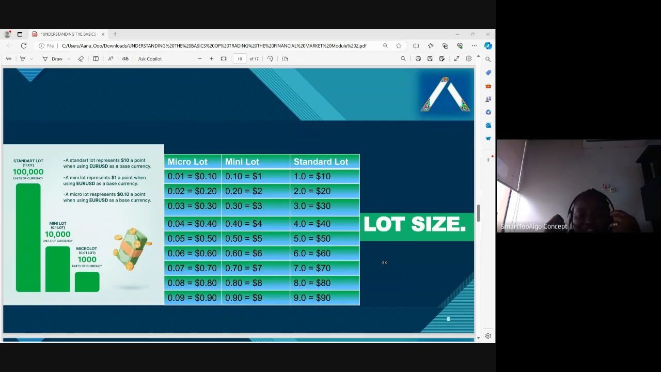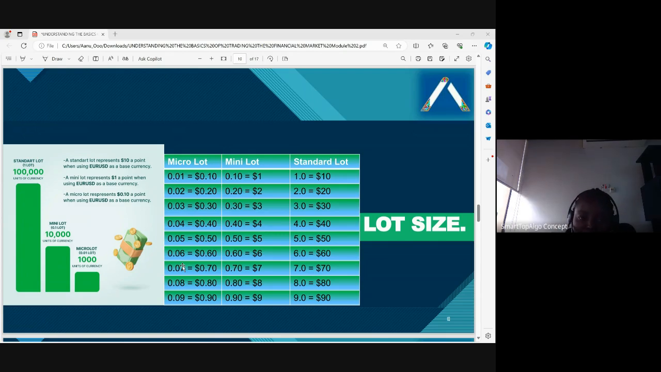Now, it is not possible to say that you want to buy EUR/USD and you are buying one. You may be using small money, but the way they buy it, especially in the brokerage firm, is in lots, and this lot is grouped into different categories. The biggest is the standard lot, then the mini lot, and we have the micro lot. They cannot sell anything lower than micro.